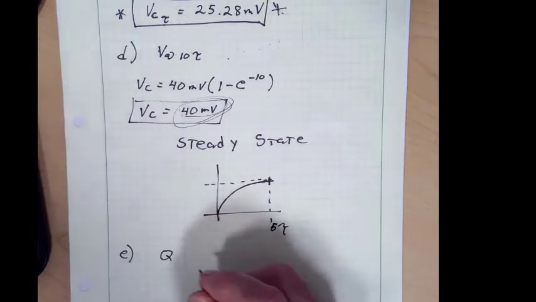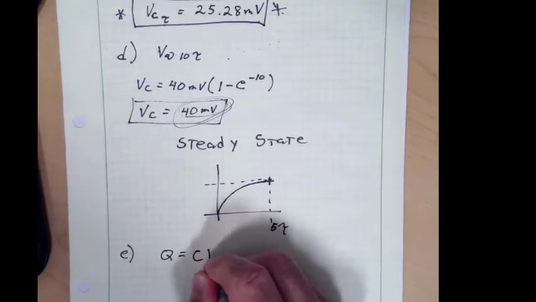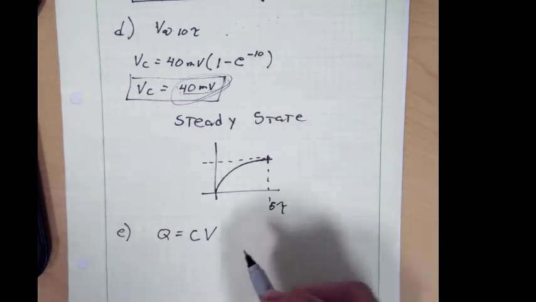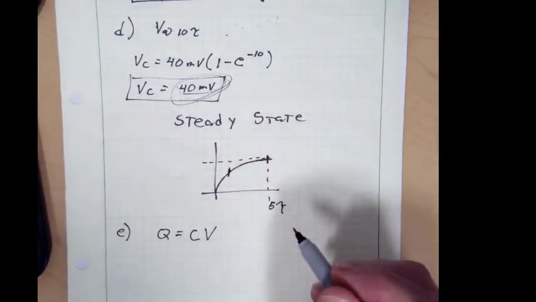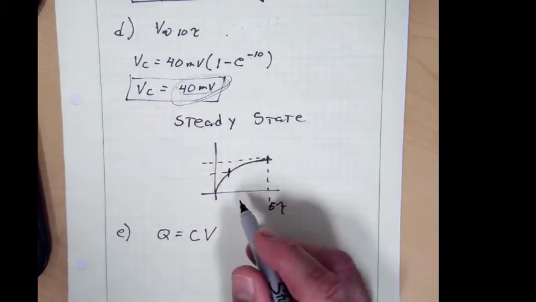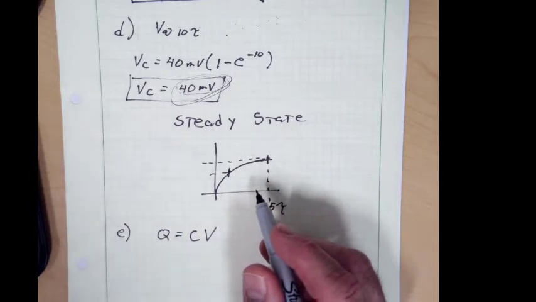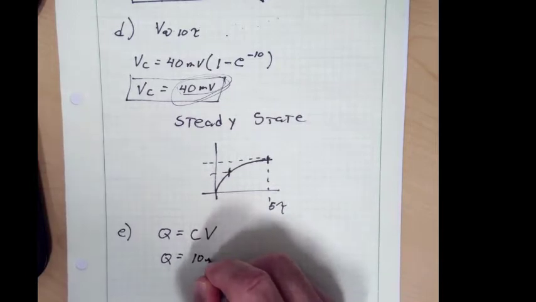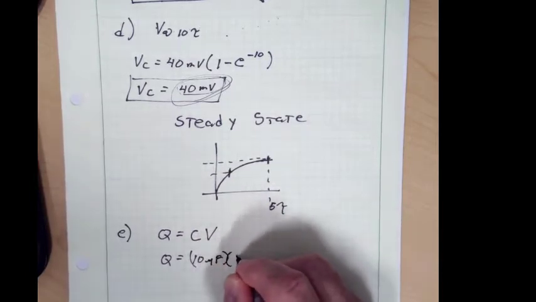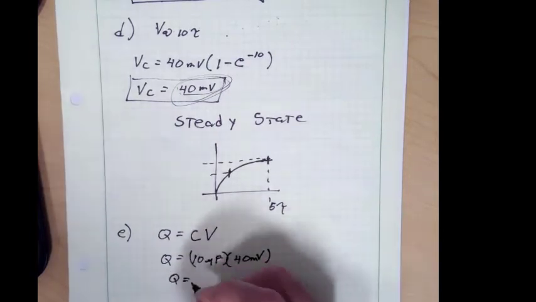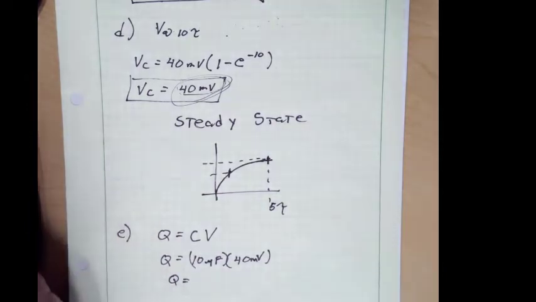Charge for the capacitor is simply equal to the capacitance times the voltage at any point in time. This is the general form of the equation. So we could find what the charge is at that point on the curve by just determining what the voltage is at that point of time. But since we're asking steady state, we know the voltage is going to be 40 millivolts. We have 10 microfarads times 40 millivolts, the charge built up on the plates.